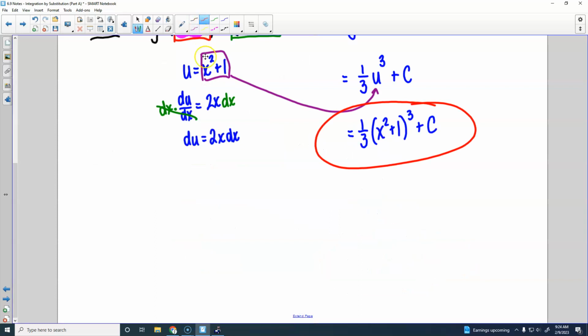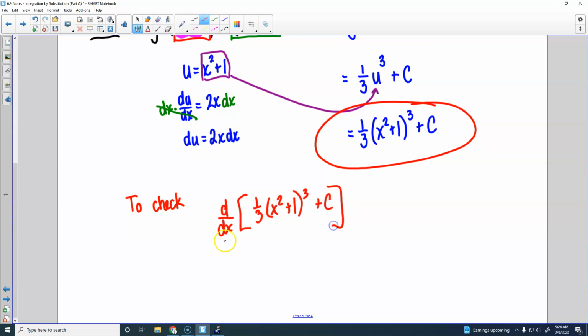So to check, we just need to take our answer, 1/3 (x squared plus 1) cubed plus c, and take the derivative of it. It's chain rule: 3 times 1/3 is just 1. I have (x squared plus 1) to the second power. I will multiply that by the derivative of the inside, which is 2x.